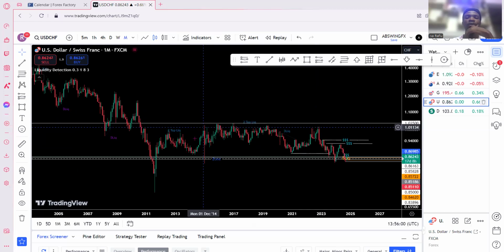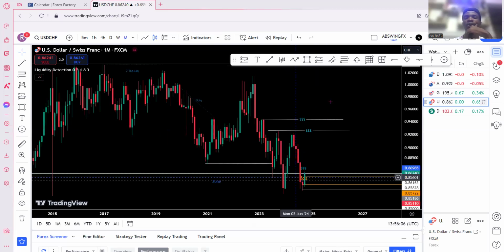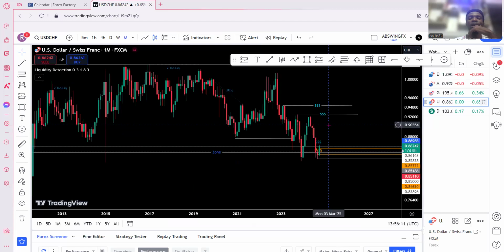If you observe very well, there is a specific range. This market has been dancing. So we're still looking forward to more long on this market, more long on this market.